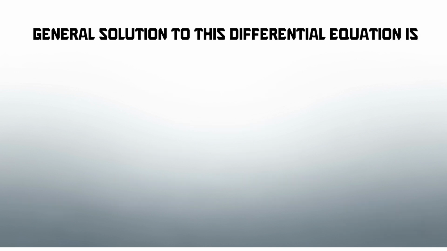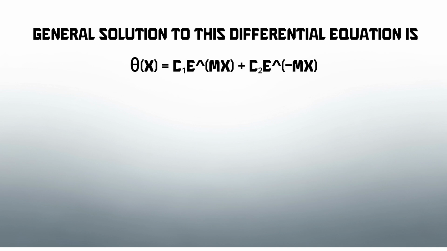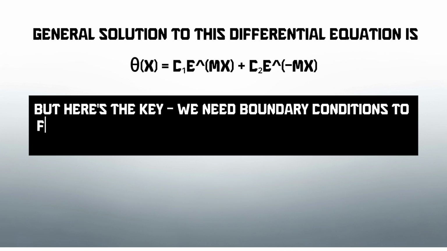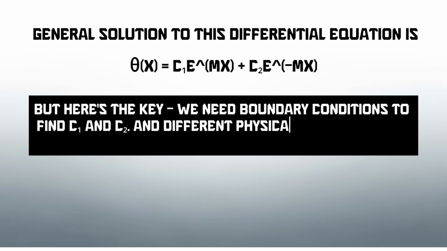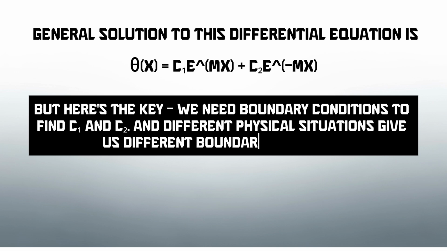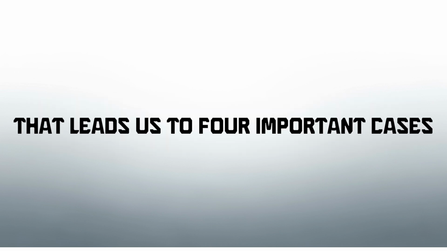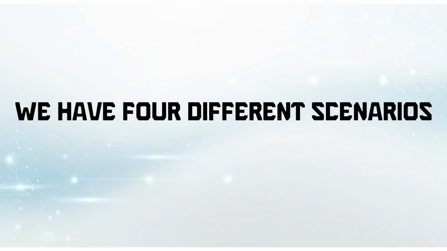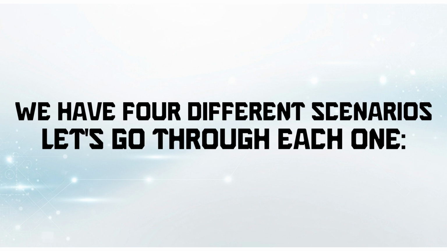The general solution to this differential equation is theta of x equals c1 times e to the mx plus c2 times e to the minus mx. But here's the key. We need boundary conditions to find c1 and c2. And different physical situations give us different boundary conditions. That leads us to 4 important cases. Depending on what's happening at the fin tip, we have 4 different scenarios. Let's go through each one.